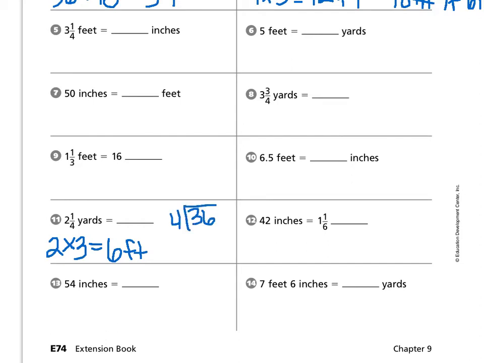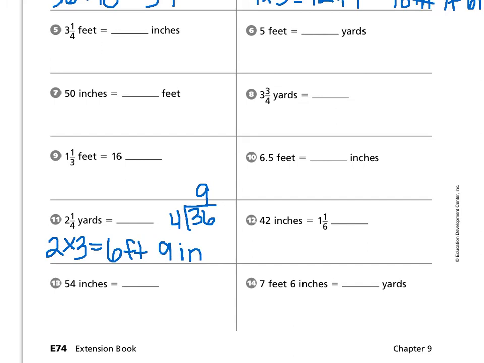36 inches is what I use because I just have 1/4. So 4 goes into 36 9 times. So this 1/4 represents just 9 inches. So my answer is 6 feet 9 inches.